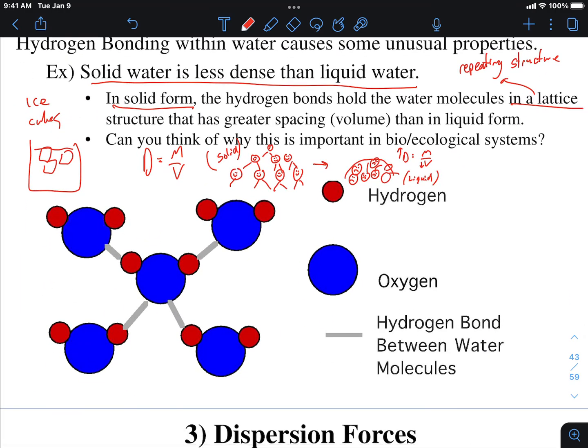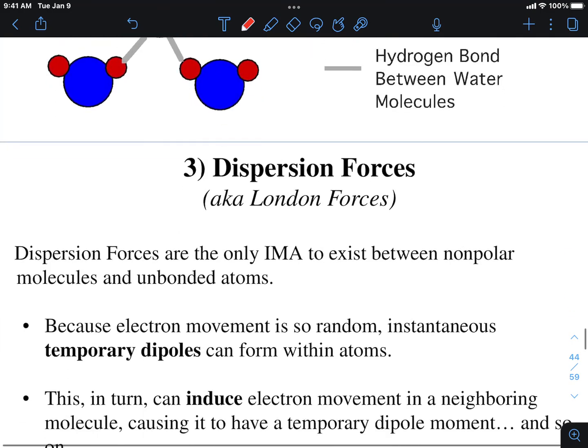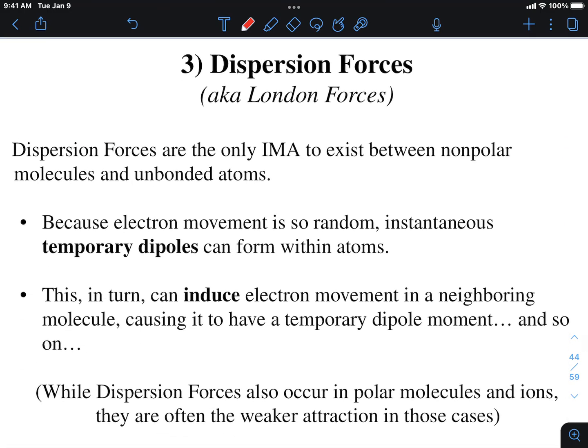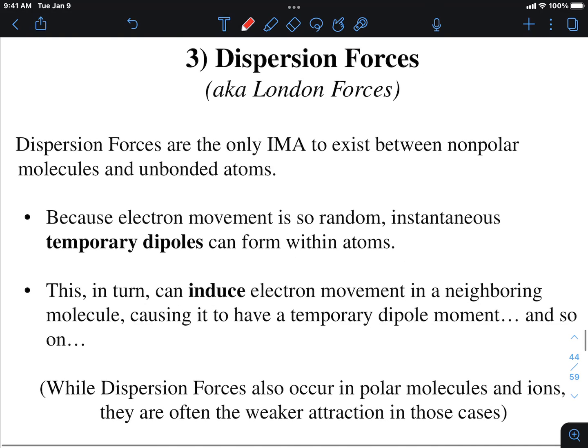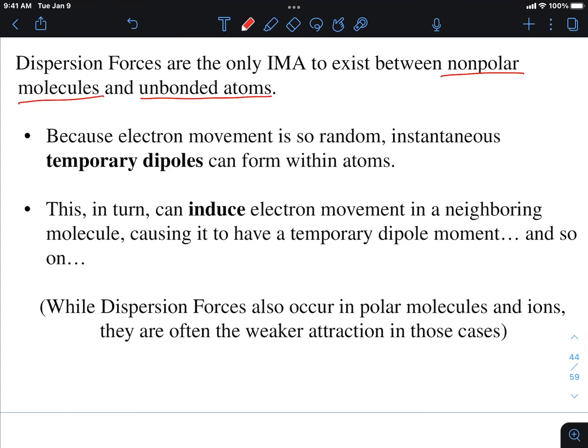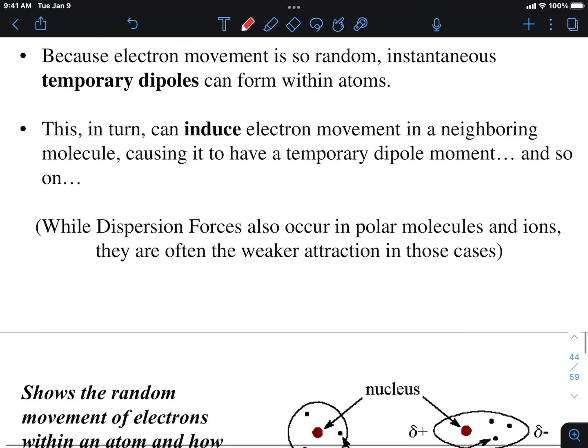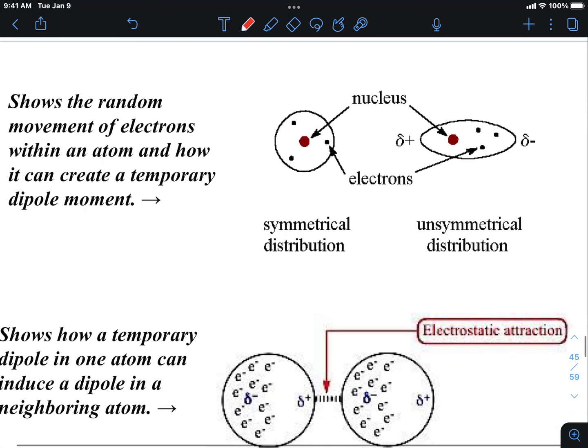All right, so the last type of attractive force today is what we call London dispersion forces, or just dispersion forces for short, or London forces for short. Dispersion forces are the only intermolecular attraction that exists in nonpolar molecules and unbonded atoms. So, before I read this, let's just look at a couple pictures.